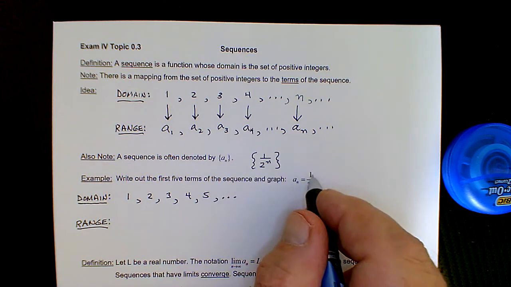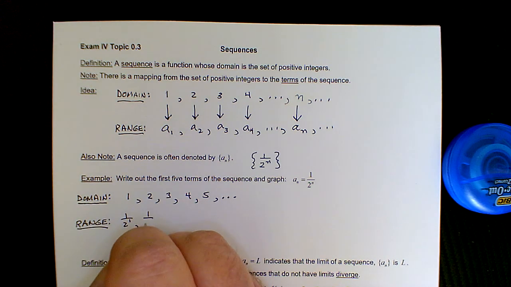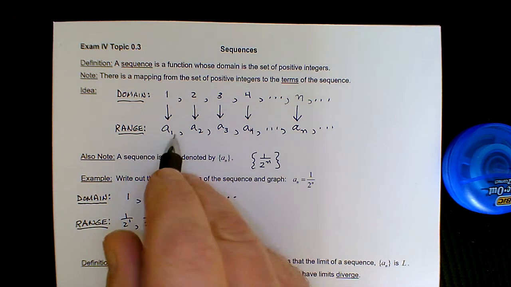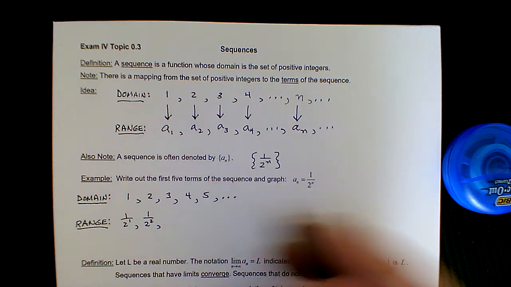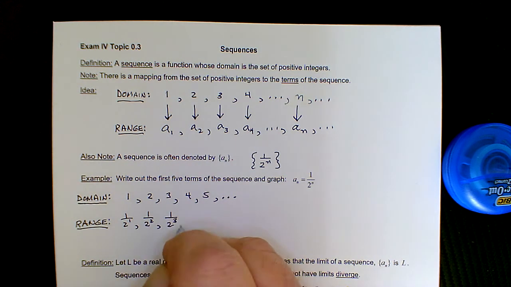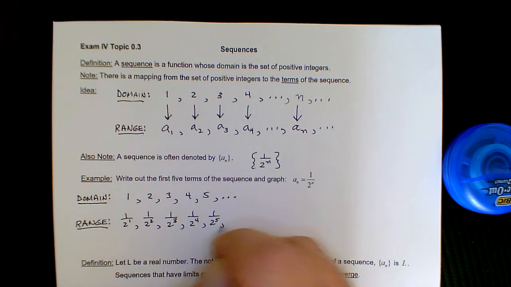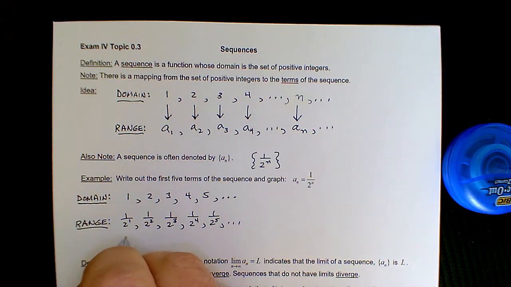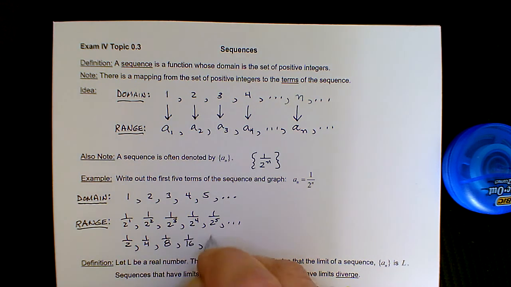So the first term a sub 1, 1 over 2 to the first. Second term a sub 2, 1 over 2 squared. You don't have to call them a sub 1, a sub 2, it's just what they are, but these are the numerical values. When n is 3, 1 over 2 cubed, and so on. 1 over 2 to the 4th, and 1 over 2 to the 5th, etc. Probably want to evaluate those: 1/2, 1/4, 1/8, 1/16, 1 over 32, and so on.